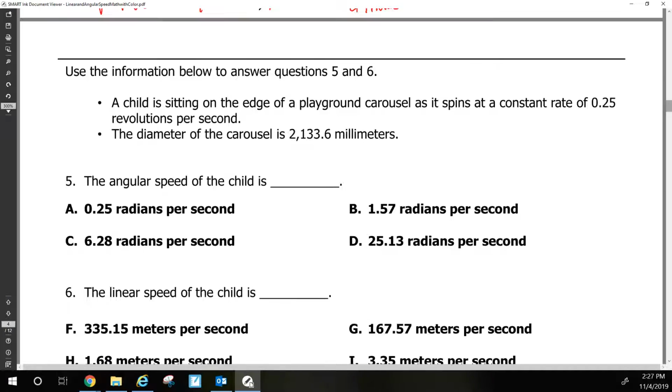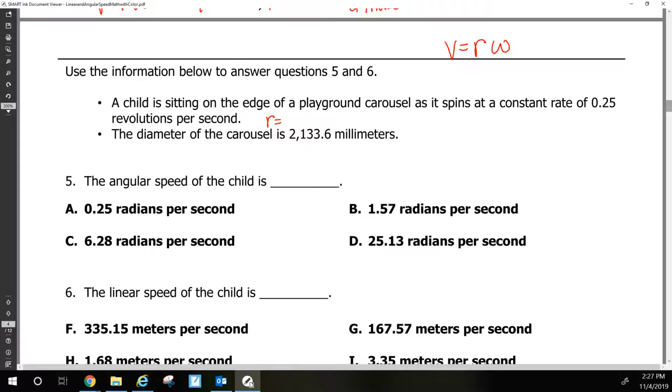All right. Use this information to answer questions 5 and 6. A child is sitting on the edge of a playground carousel as it spins at a constant rate of 0.25 revolutions per second. The diameter of the carousel is 2133.6 millimeters. Be careful. Do we care about diameter in our formula? What's our formula? Linear speed is equal to radius, not diameter, radius times omega, which is angular speed.